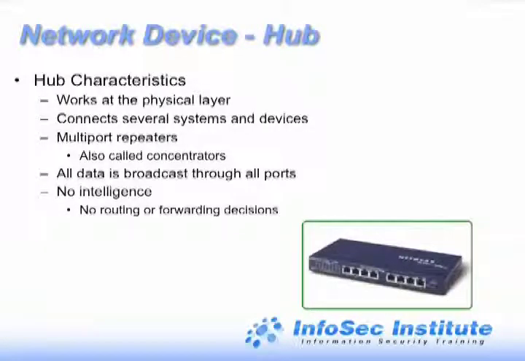Hub characteristics. Works at the physical layer, connects several systems to a device. Again, multi-port repeater. All data is broadcast to all ports. And there is no intelligence, no routing, no forwarding decisions or whatnot. The funny thing about a lot of the hubs is that it's very difficult to get a hub nowadays because almost everything's switched. However, with a lot of the SOHO switches, you can force them into hub mode just by doing like a MAC storm or sometimes even playing around with the firmware or whatnot.